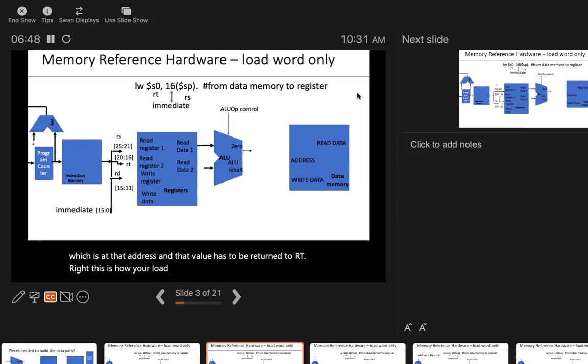This is how your load word works. This is RT, this is RS. What your hardware has to do is compute the address, which is 16 plus $SP. In this case, $SP is the RS register. The address that is generated is sent to the data memory, which is going to spit out a value that will be written to the RT register. Now, using your Lego pieces, please make the appropriate connections. First, think about it on your own for the first 5 minutes. And then for the next 5 minutes, brainstorm, engineer with your fellow computer architects how you would join these Lego pieces together to accomplish the load word instruction.